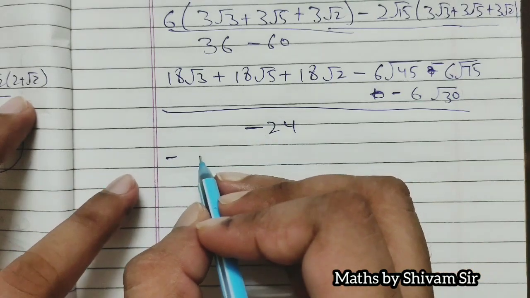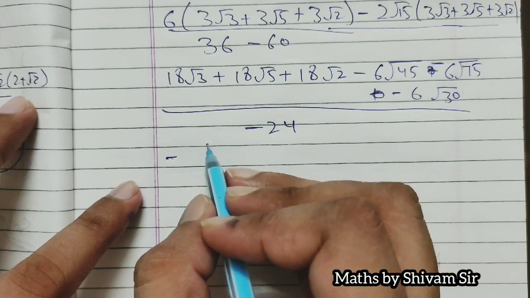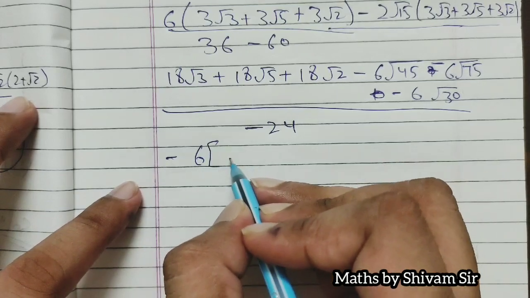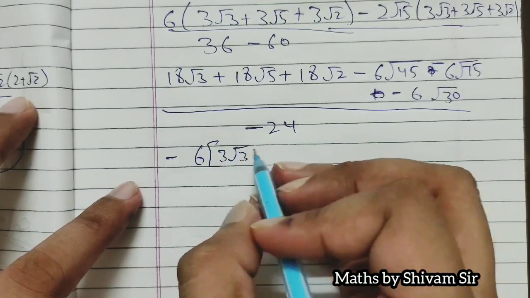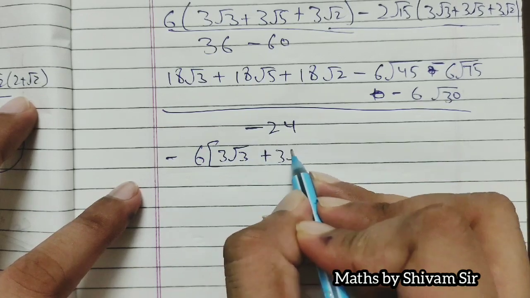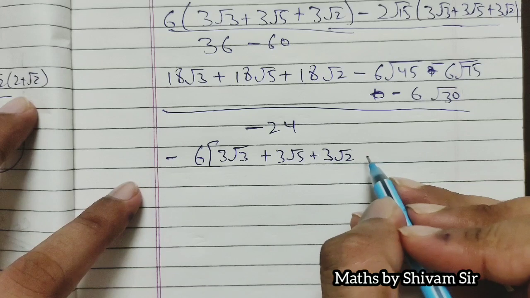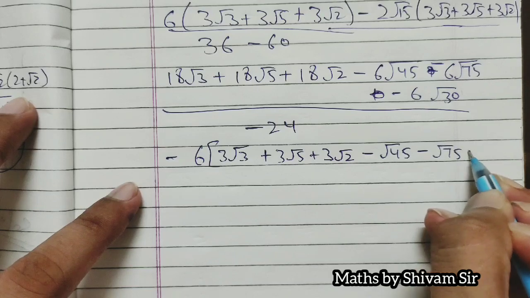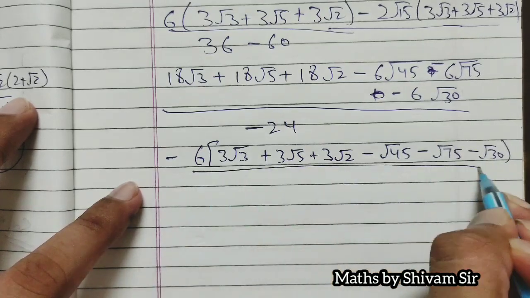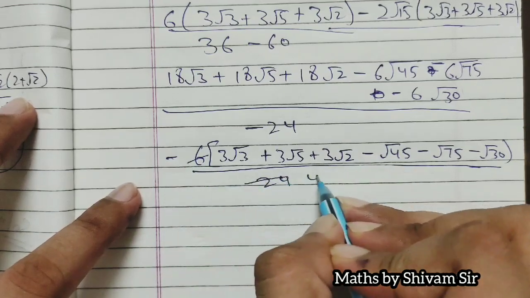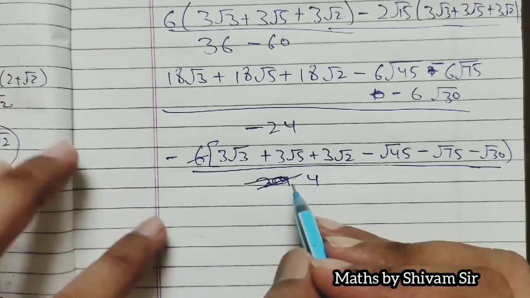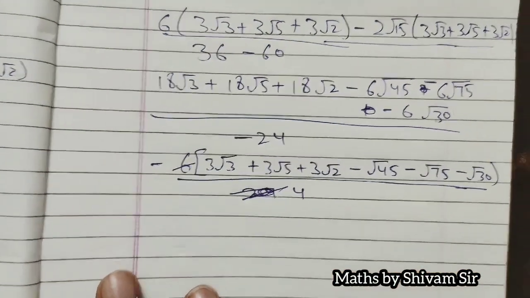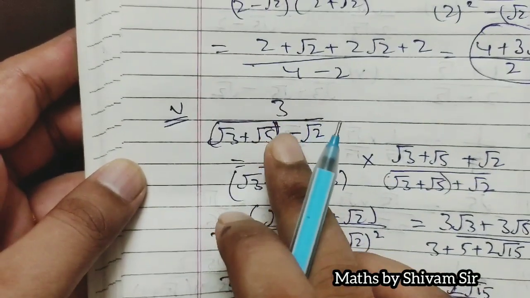Take this minus sign upwards and take 6 common from this whole bracket. So what do we have? Root 3 plus 3 root 5 plus 3 root 2 minus root 45 minus root 75 minus root 30 whole divided by 24, 6 4 times 24, so 6 4 times 24. So this is our final answer. This is our final answer for rationalization of this number, this value.